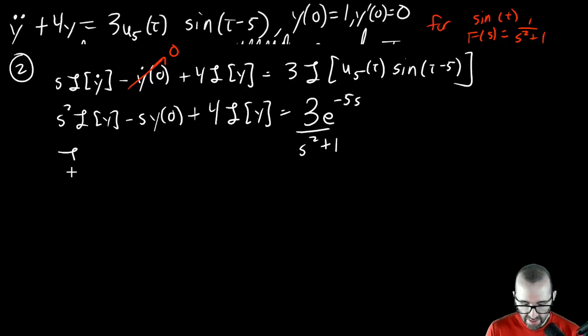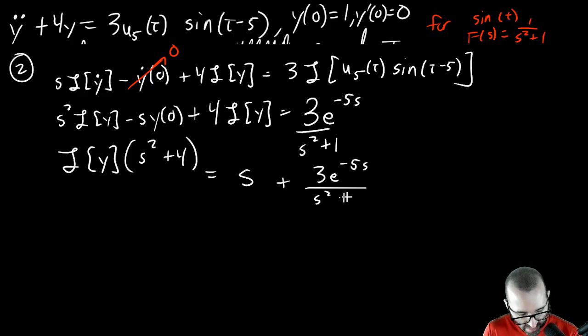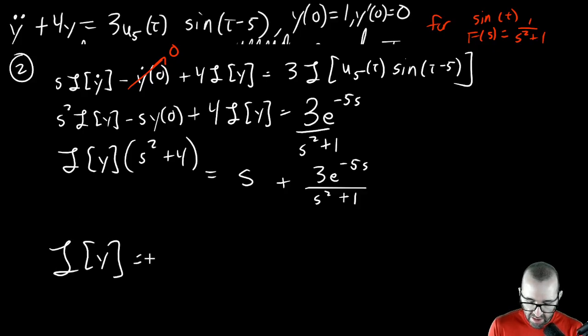Now we just combine the L of y's together. We're left with s squared plus 4. And y of 0 was 1, so this just becomes a minus s. We can add s to both sides. So we'll get s plus 3 e to the negative 5s over s squared plus 1, like so. Divide both sides, and we'll get L of y by itself.